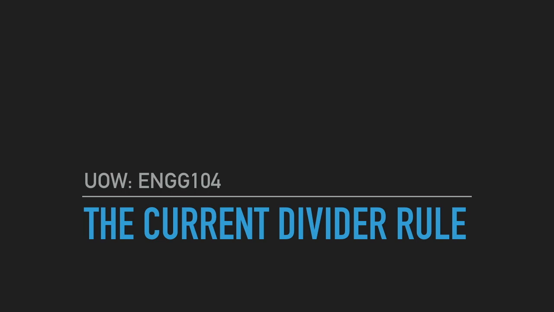Alright, so the current divider rule. Basically, the current divider rule is used to find current in branches of a parallel circuit. In a parallel circuit, the current is split up or divided across each branch, unlike in a series circuit where the current is just the same throughout.